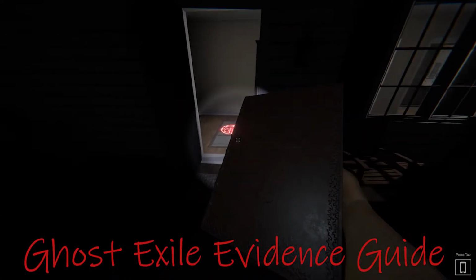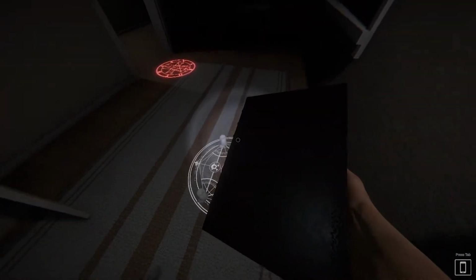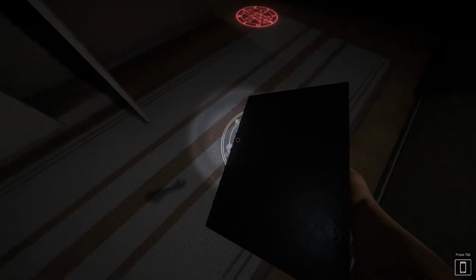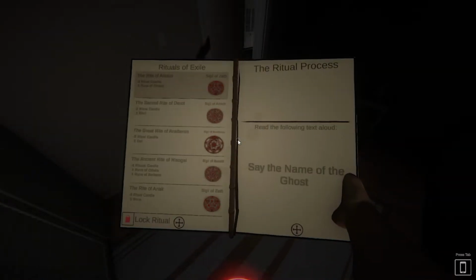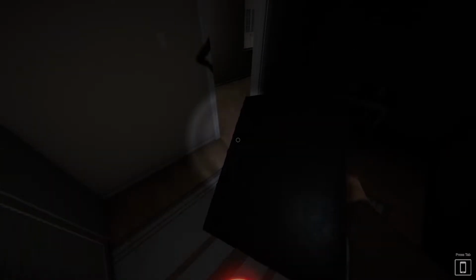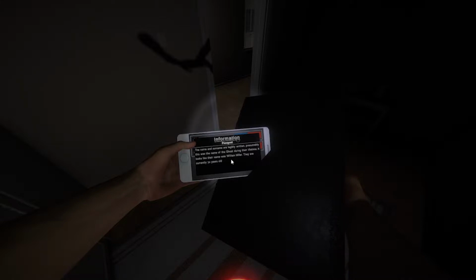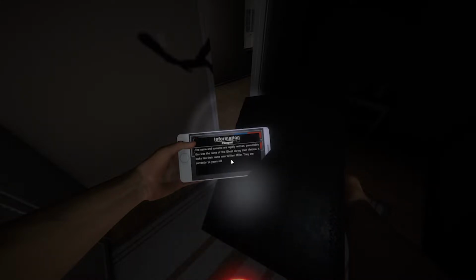Welcome to the Ghost Exiles Evidence Guide. In this video, you will be able to use the timeline to skip ahead to any evidence that you just wish to know about. As a disclaimer, this is currently as of version 1.0.4.1. It is in early access and all the information in this video is subject to change.